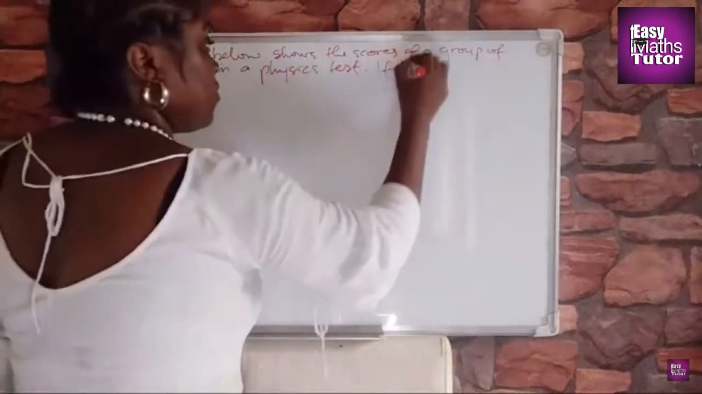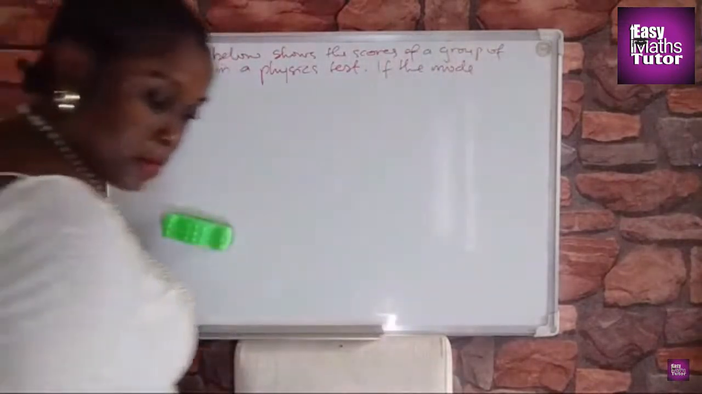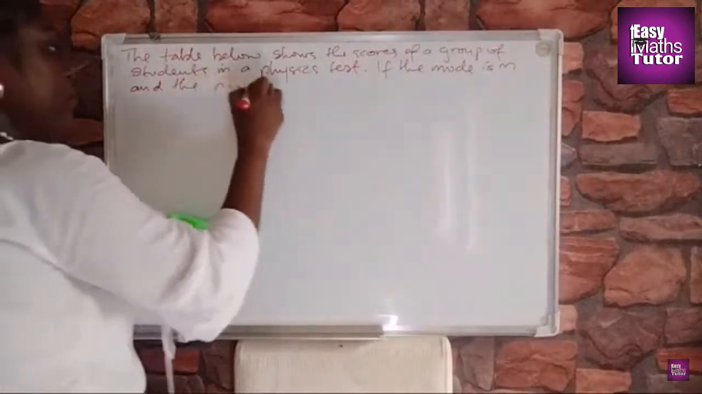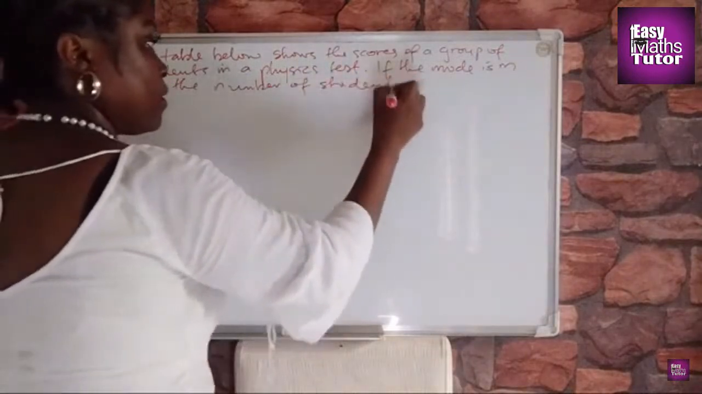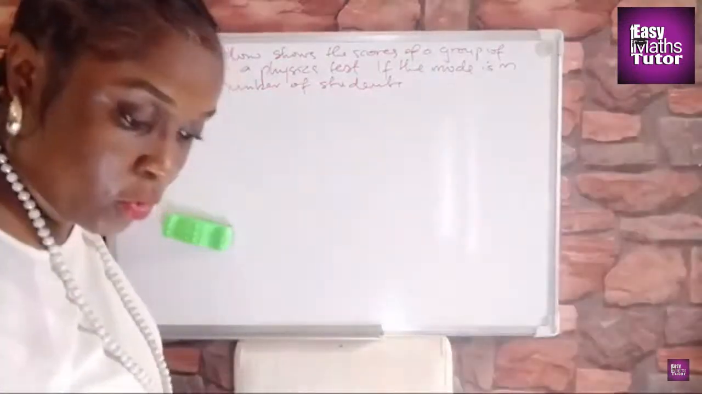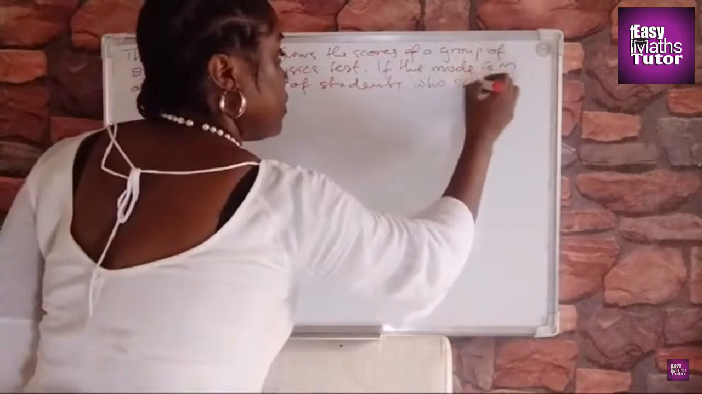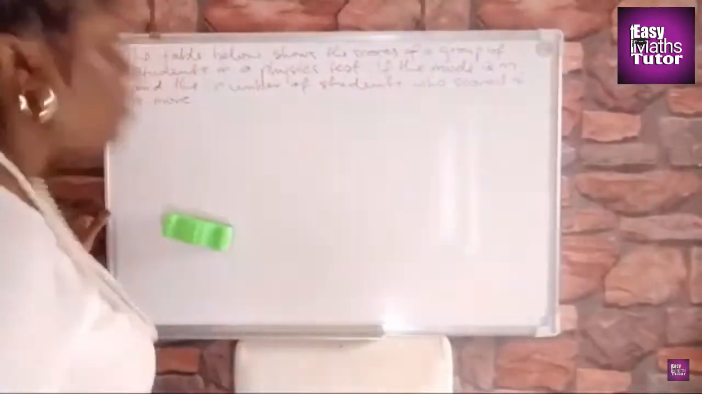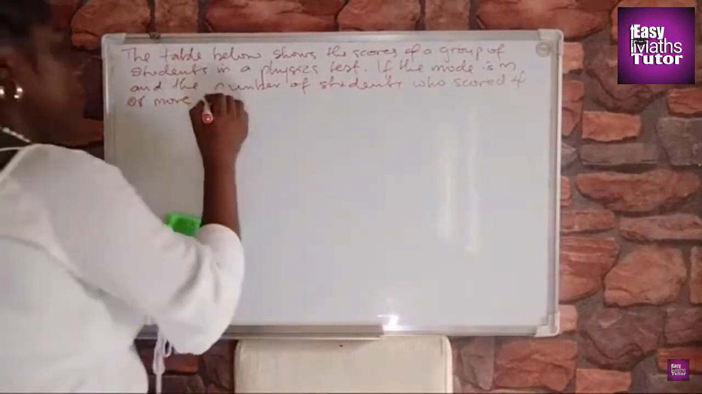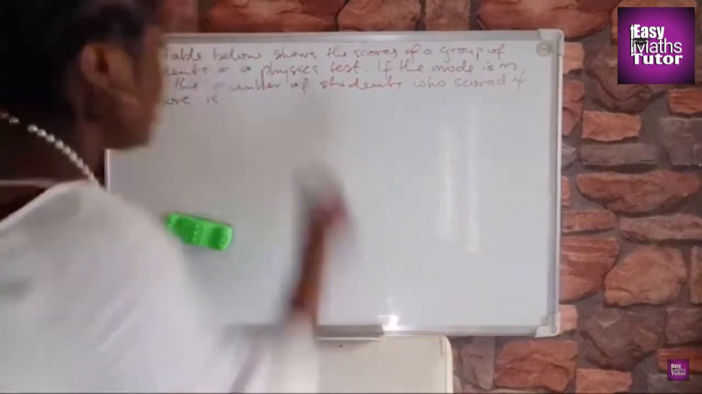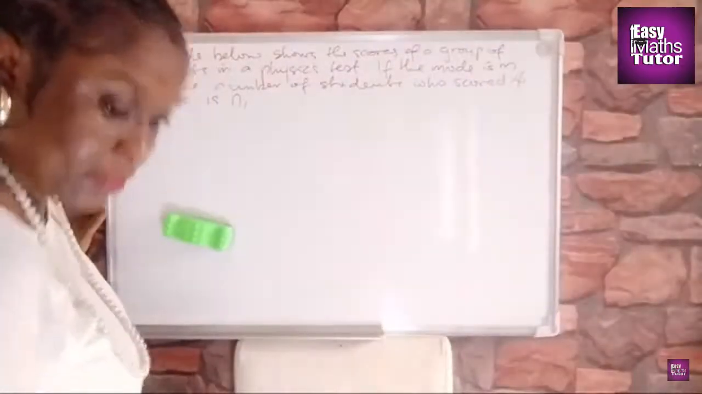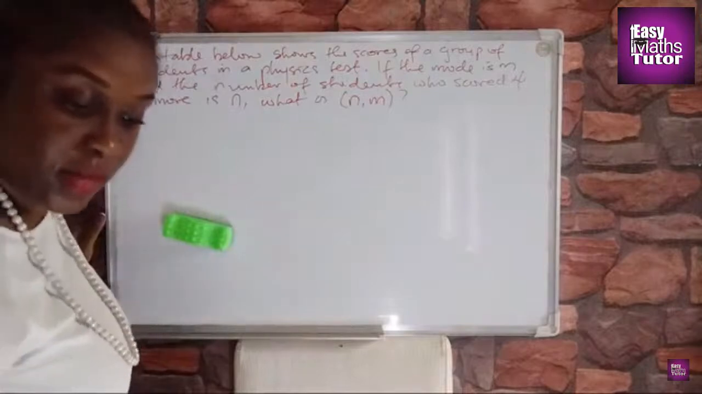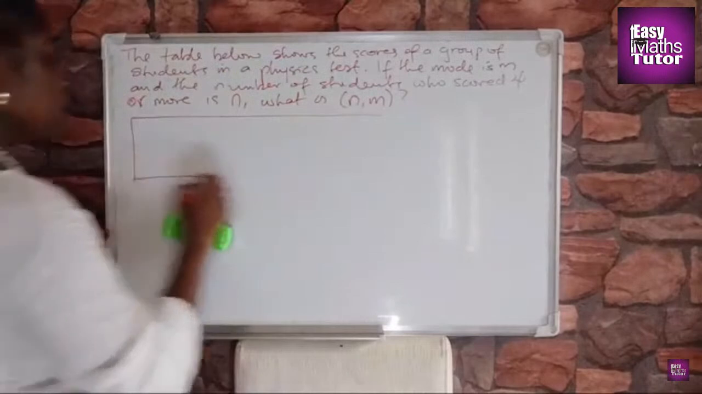If the mode is M, and the number of students who scored 4 or more is N, what is NM? So this is the table. This is our table.